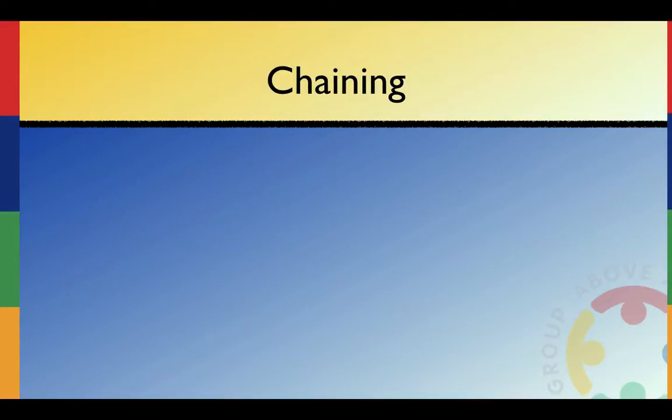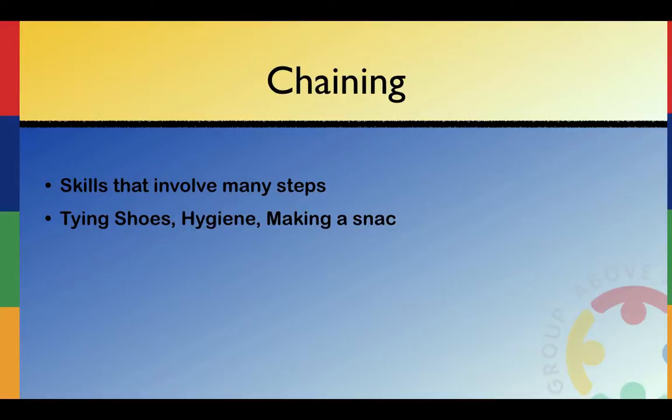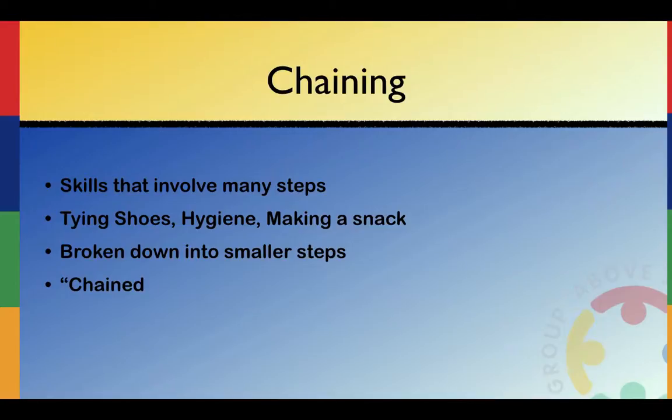Another type of teaching procedure, or modality of ABA, is chaining. Chaining teaching procedures are typically used for a skill that involves many steps chained together, such as tying shoes, hygiene skills, or following recipes. Chaining procedures involve breaking down those skills into smaller, more manageable components called a task analysis. The steps are then chained together systematically to promote success and independence.